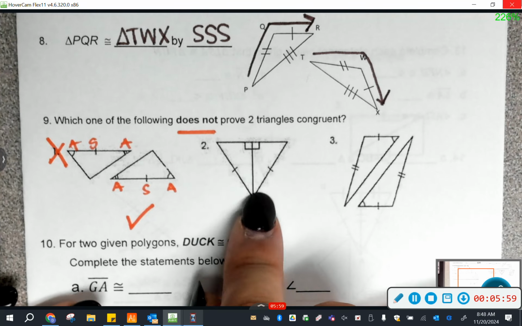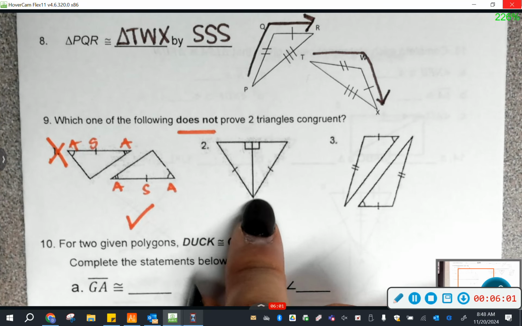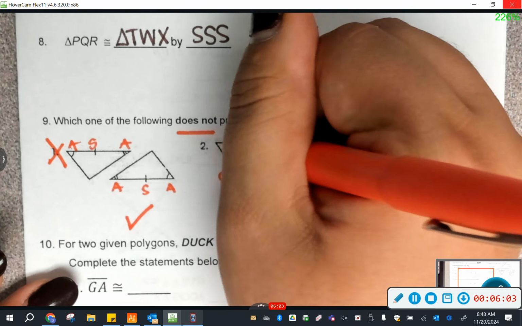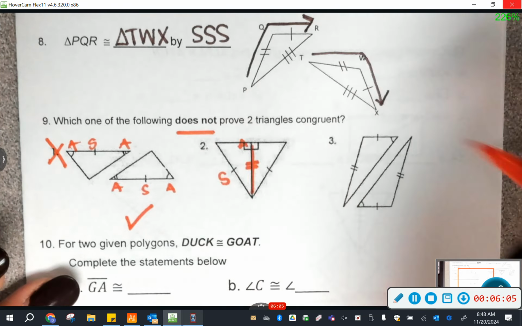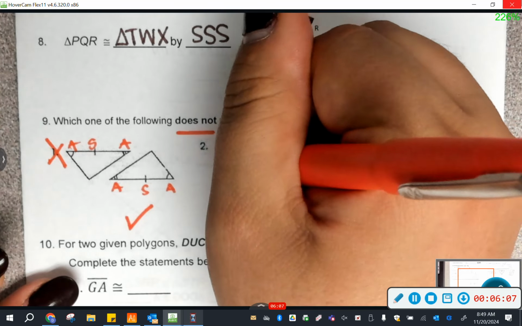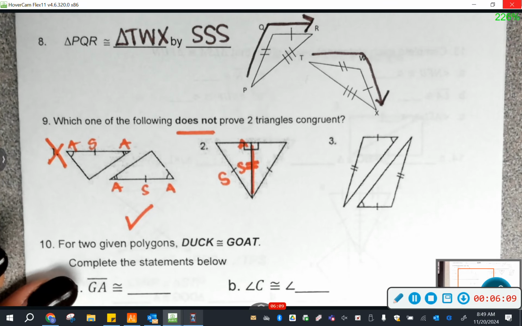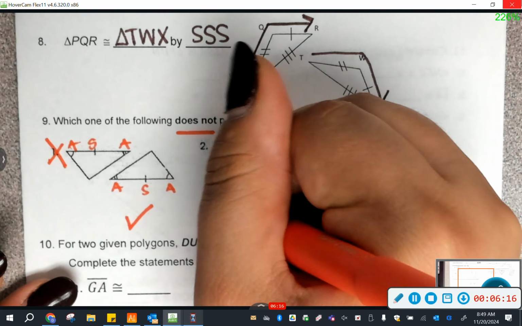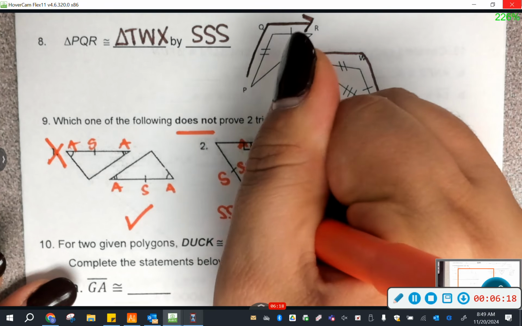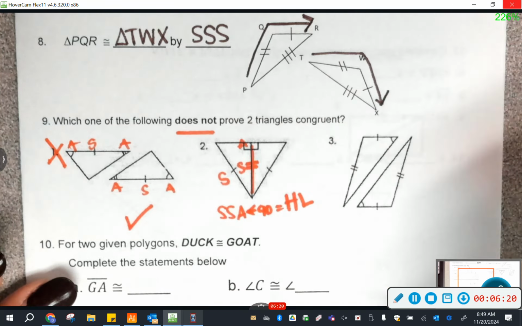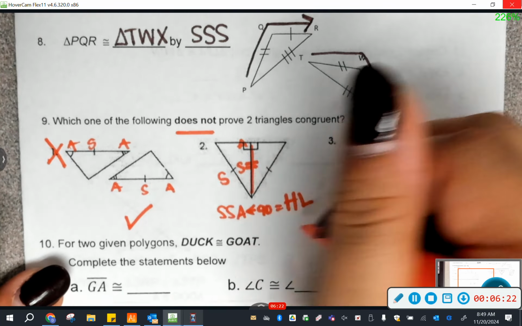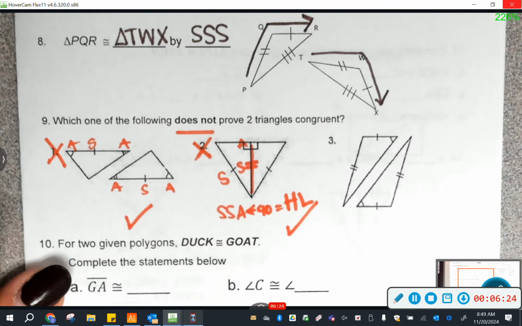This one right here, what do I have? I have an angle, and then remember I can put a tick mark in the middle because they share that side. A side and a side, SSA. However, why is it HL? Because it has 90 degrees. This is HL. Is HL congruent or not congruent? Congruent, so this is not the answer.